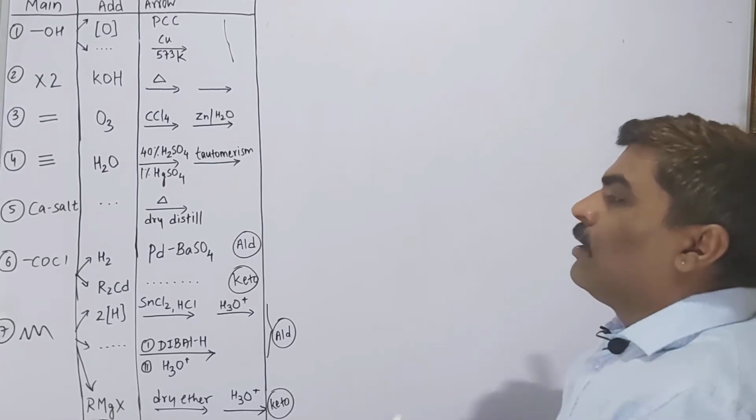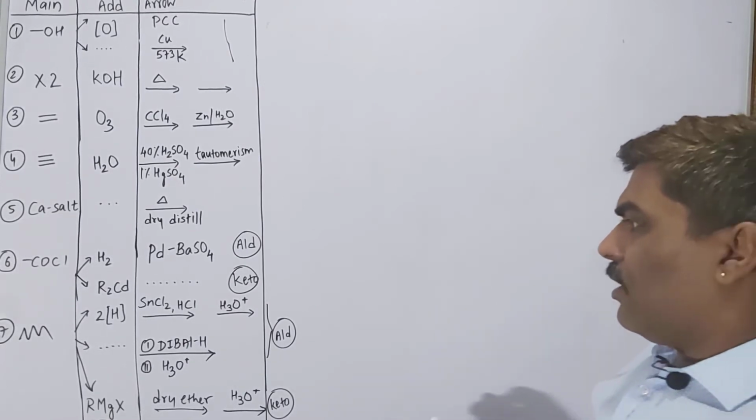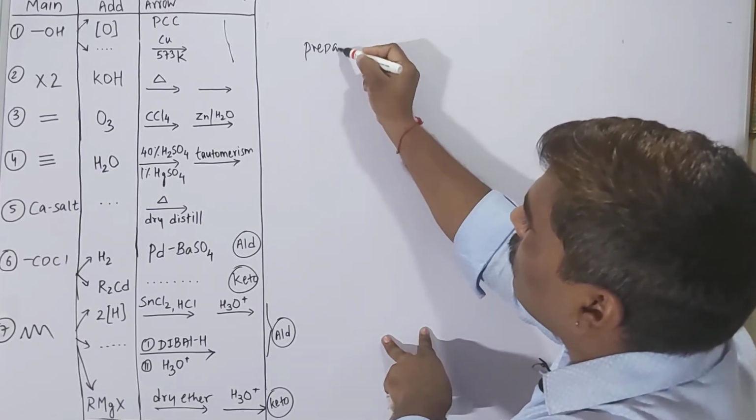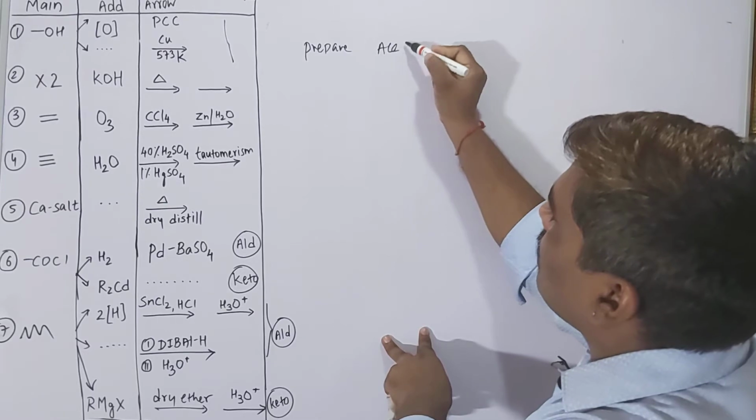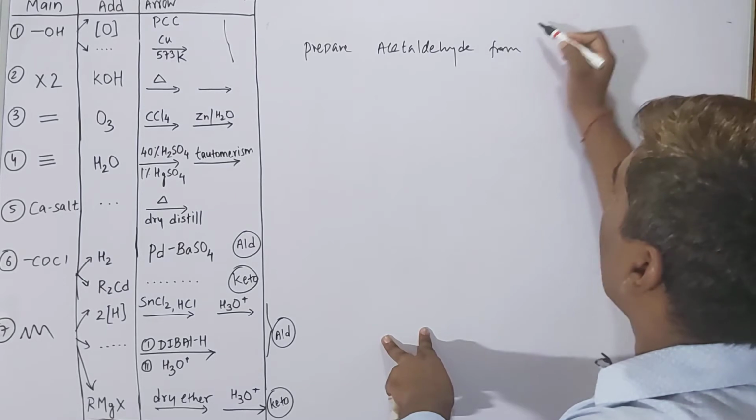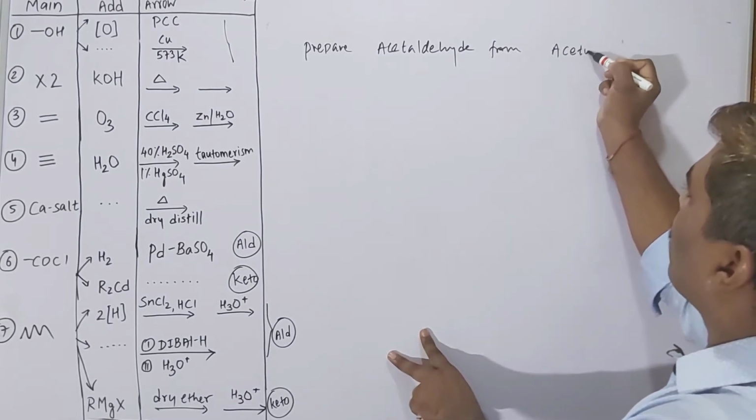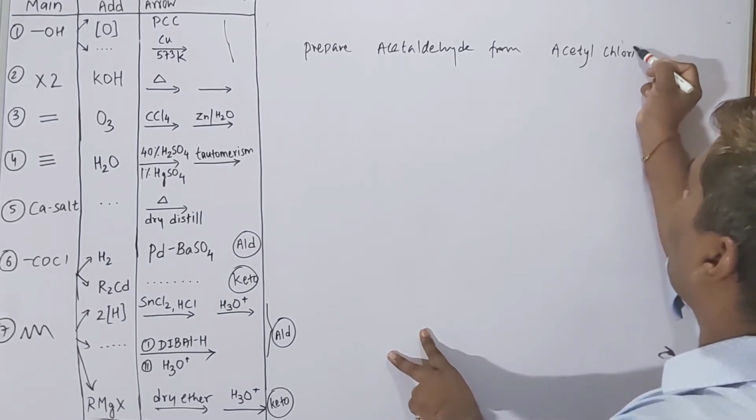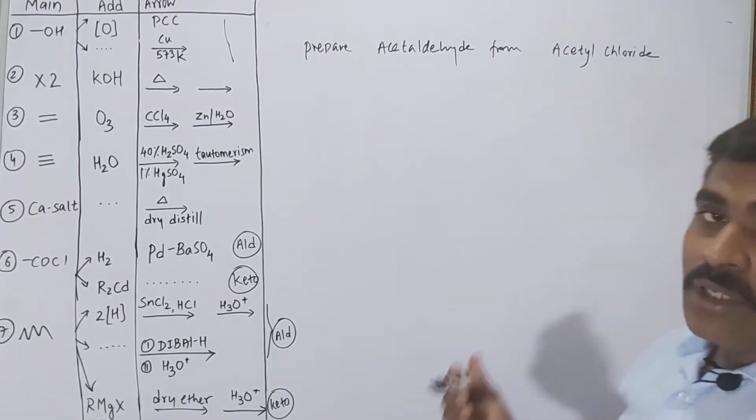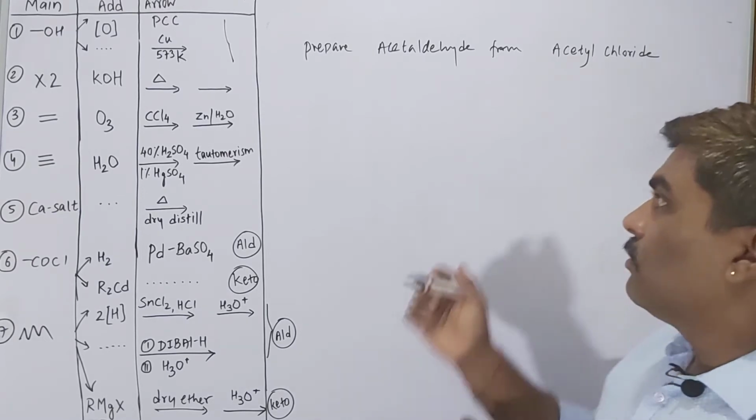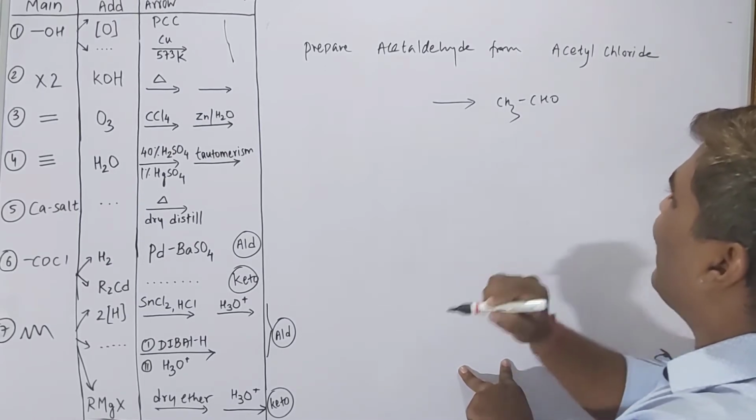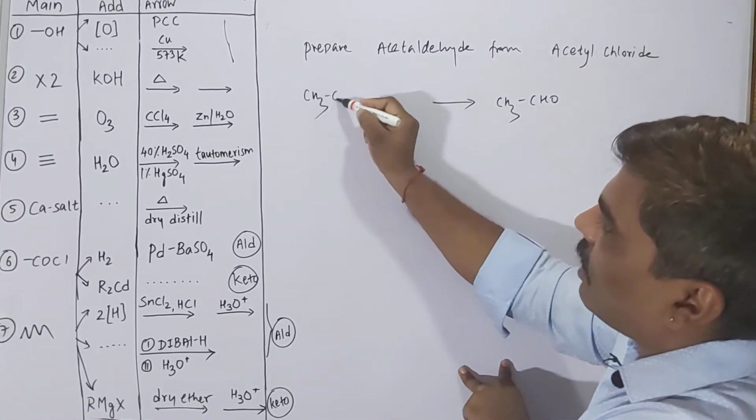Next, now we'll see. We wrote many more reactions here. We'll go for, say, I have here to prepare acetaldehyde from acetyl chloride. How to prepare this? So okay, as the question is given, what you have to do? Write the reaction. So how will we start? First we will write, we want to prepare acetaldehyde from acetyl chloride.